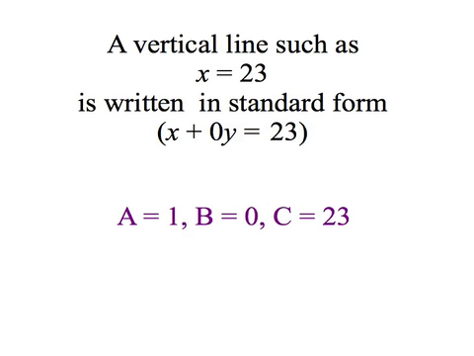A vertical line is written in standard form because it can be rewritten as x plus 0y equals 23, so that A is 1, B is 0, and C is 23. I stated earlier that both A and B cannot be 0, but either one can be 0 as long as the other one is not 0.